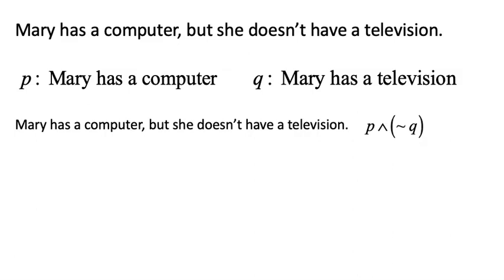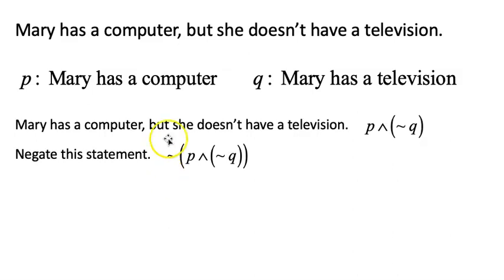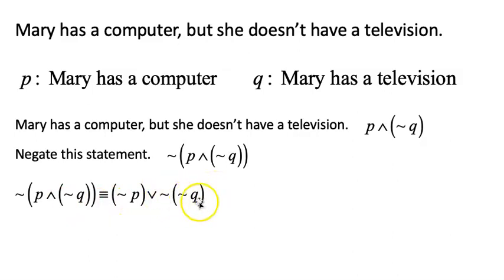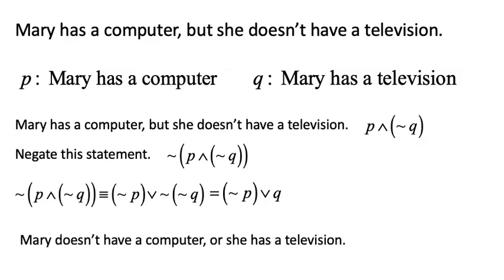So we want to negate that using DeMorgan's law. So negate the first, change the and to an or, negate the second. That will be our process. So what am I going to have? Negate the first, not P, or not Q. And what is not Q? Not Q is, of course, Q. So let's go back to the context of the problem. P was Mary has a computer, so not P is Mary does not have a computer, or Q, Mary has a television. So that will be our final statement that negates the original statement that we had.